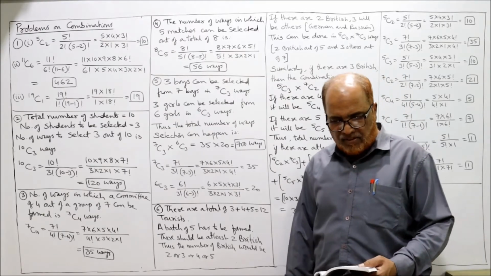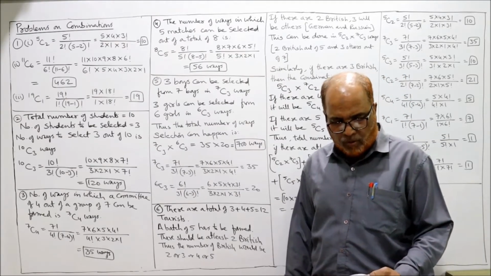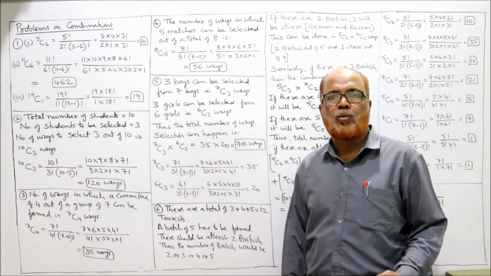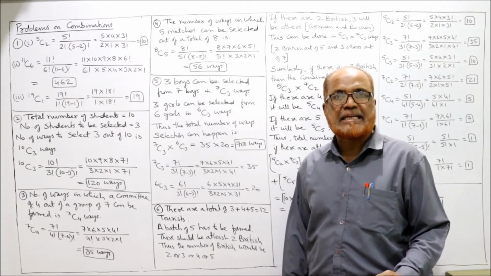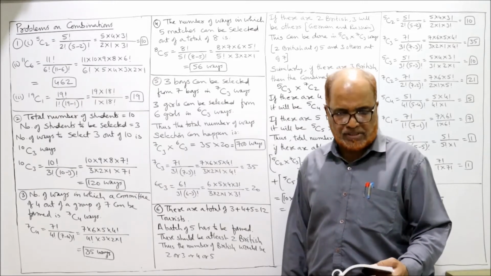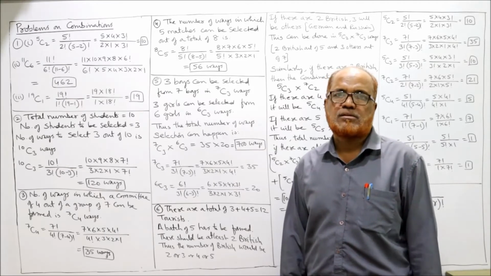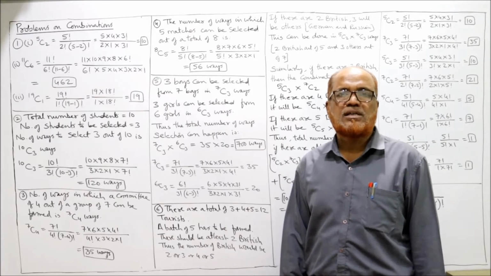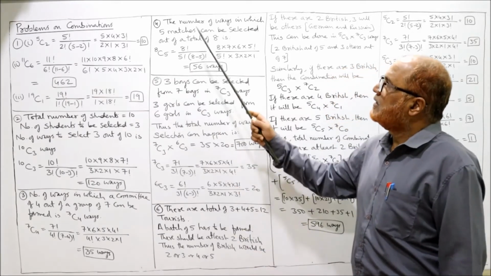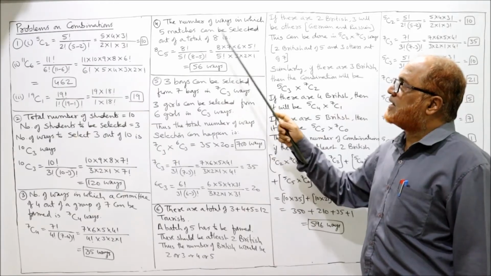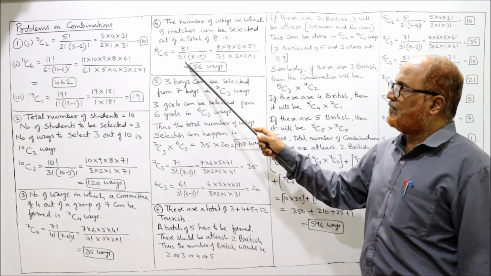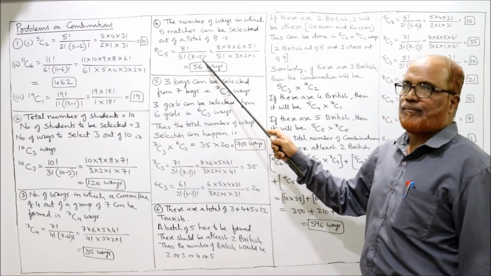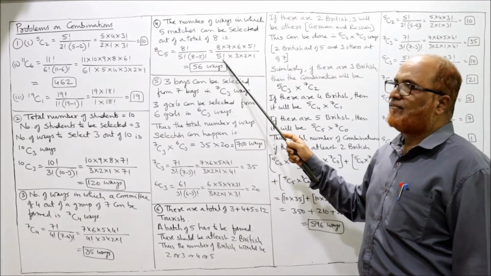Now fourth problem. Find the number of ways in which 5 matches can be selected from a group of 6 men and 2 women. 6 men, 2 women. So totally 8. So 8 persons are there, and out of these 8 persons we have to make 5 matches. So 8C5. The number of ways in which 5 matches can be selected out of a total of 8 is 8C5. 8 factorial by 5 factorial into 8 minus 5. So denominator we are having 5 factorial.